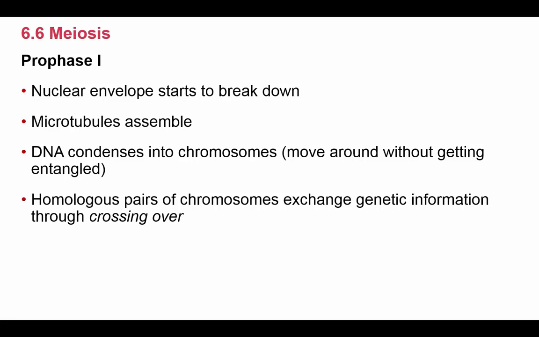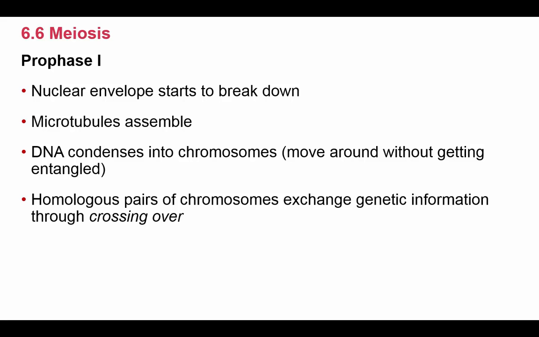So prophase 1 begins meiosis 1 by doing some of the same things that we're used to seeing in prophase. So the nuclear envelope breaks down, nucleolus disappears, microtubules assemble, or those filaments. We see DNA condense, so we can see chromosomes and they're able to move without getting entangled. But one big thing that characterizes prophase 1 is not only do we see chromosomes, but we see homologous pairs of chromosomes.